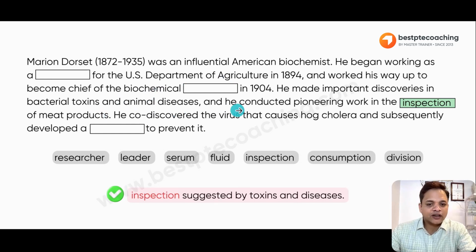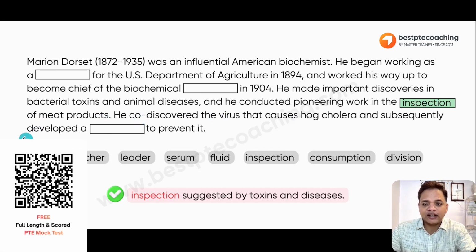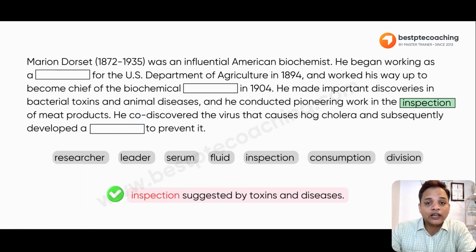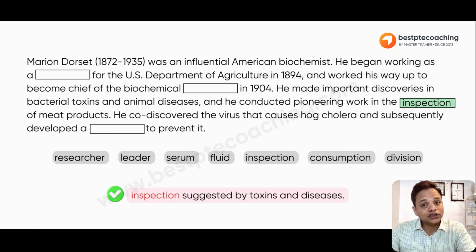It conducted pioneering work in the, after the, a noun will come. So then after that, there can be a plural noun, there can be a singular noun, anything can be there. That's another grammar thing here. Me products, he co-discovered virus and developed a blank to prevent it. After "a," at any cost, you will get what? A singular noun that is starting with what? Consonant, right? What is a consonant? The sound which is other than A, E, I, O, U is a consonant.